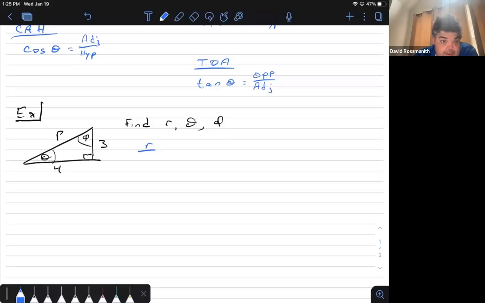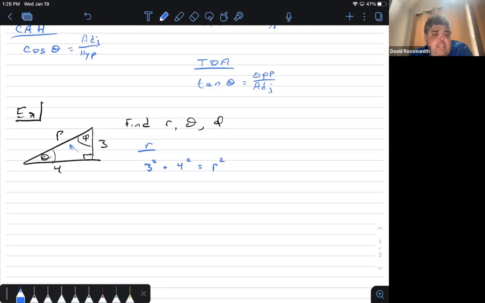I want R here. R happens to be the hypotenuse. How do I know it's the hypotenuse? Because R is the side opposite to the biggest angle, which is the right angle, the 90-degree angle. All right, so I want the hypotenuse. What do I know? I know the 2 other sides. Pythagorean theorem says a squared plus b squared equals c squared. So 3 squared plus 4 squared equals r squared.